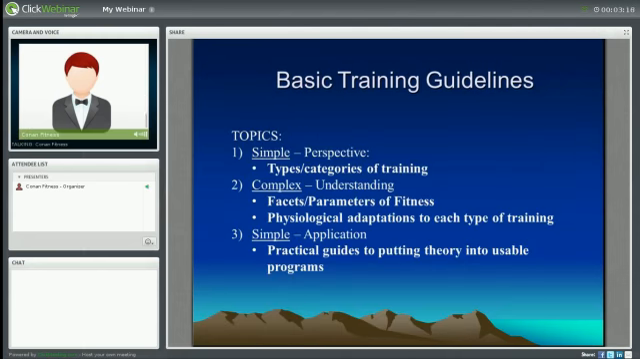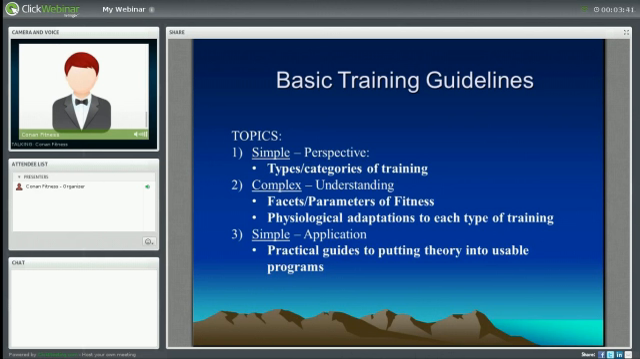Basically, we're going to break tonight into three kind of parts. The first part being a point of simplicity. Just to put everything in perspective, we'll be talking about the different types of training or categories of training. As you know, there's plenty of different types of training out there, heaps of different training modes and modalities. We're going to try and dull it down just to a few, just for the point of simplicity.